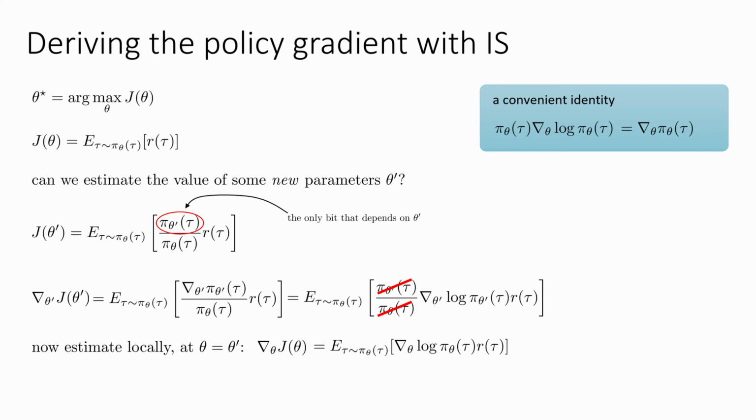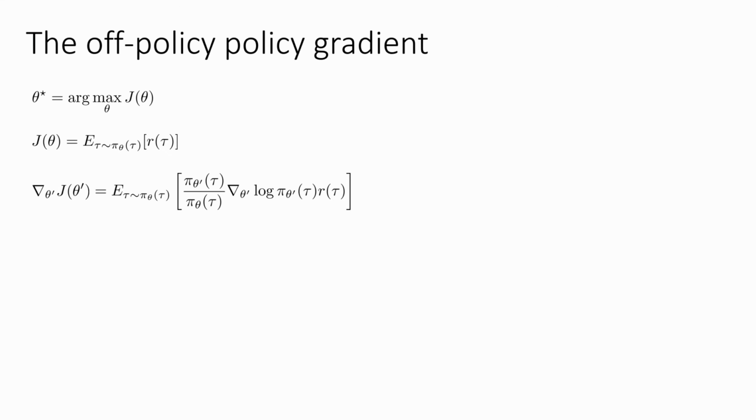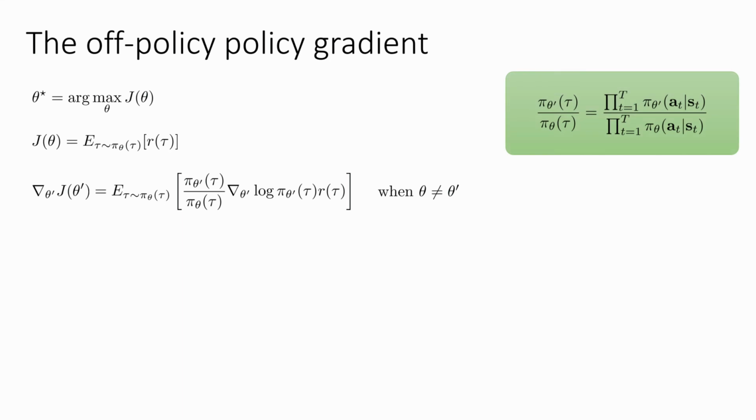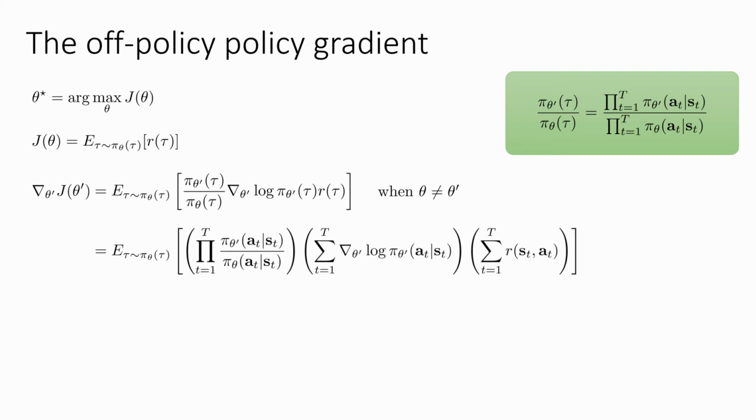But of course, we could also consider the case where theta is not equal to theta prime, and then get an actual off-policy gradient. So the off-policy gradient, the same formula, but when theta is not equal to theta prime. So now we're going to substitute in our equation for the importance weights from before, and we get this thing. So before we had two terms. We had the sum over the grad log pi's and the rewards. Now we have three terms. We've also multiplied in the importance weights.